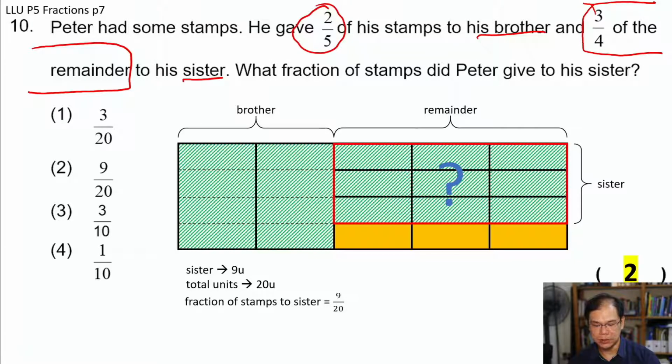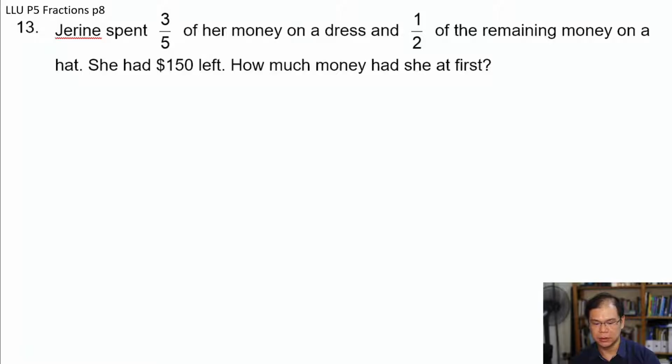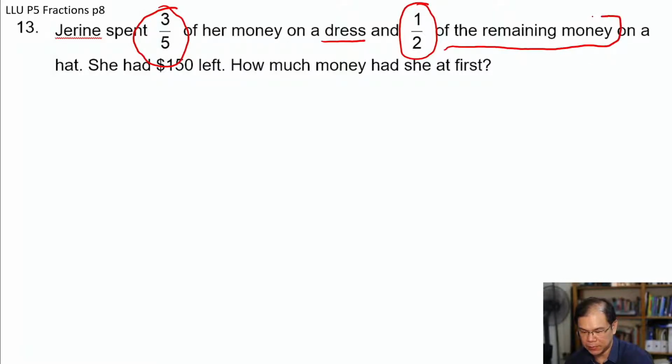Okay, let's go to the next question. Question 13 on page 8. Jareen spends 3 out of 5 of her money on a dress. Okay, 3 out of 5 of her money on a dress. And half of the remaining money again, on a hat. This time round, the question says she had $150 left. How much money had she at first?